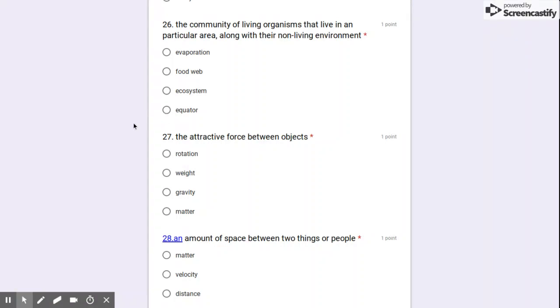Number 27. The attractive force between objects. Rotation, weight, gravity, and matter.